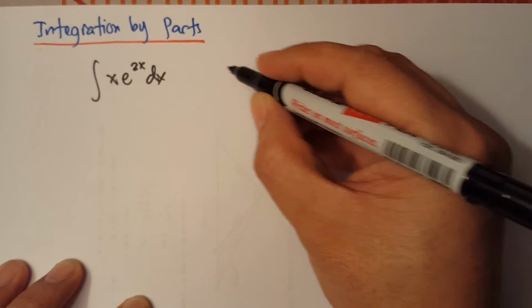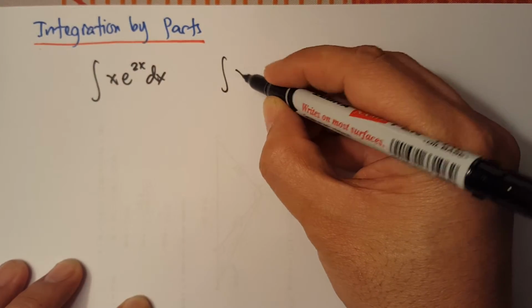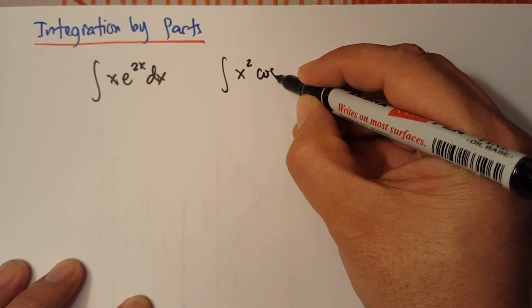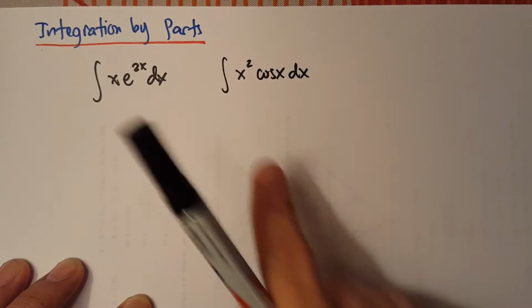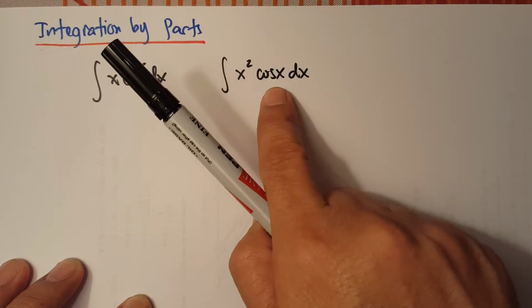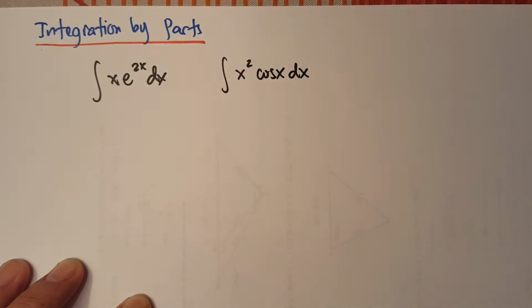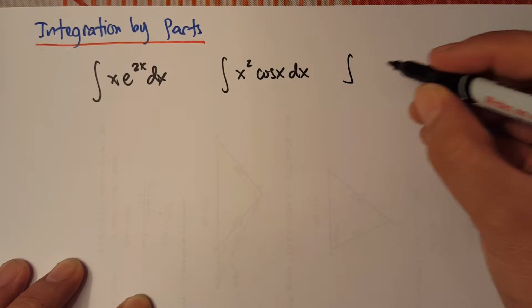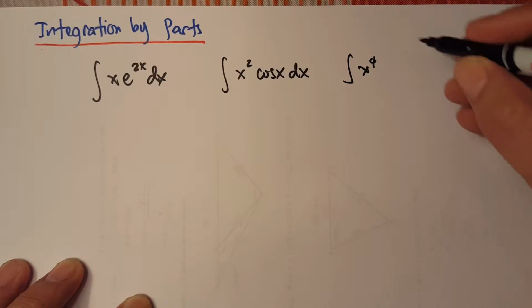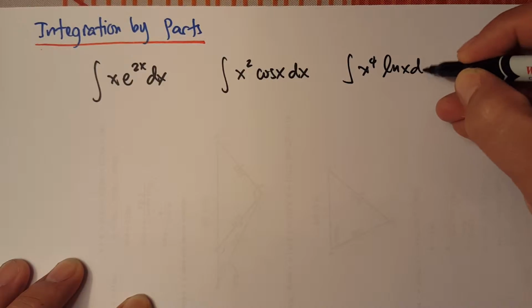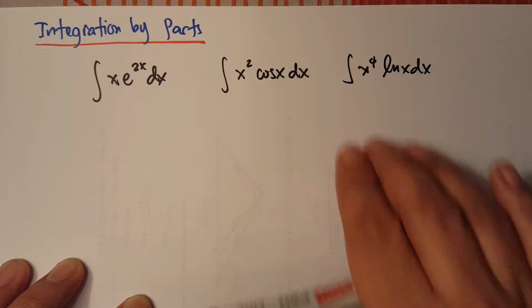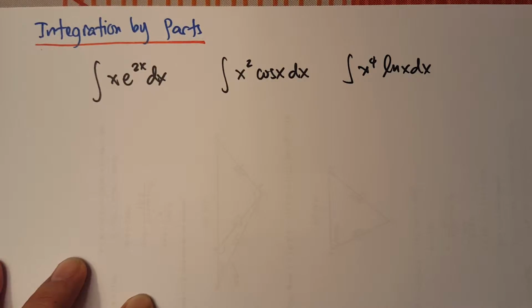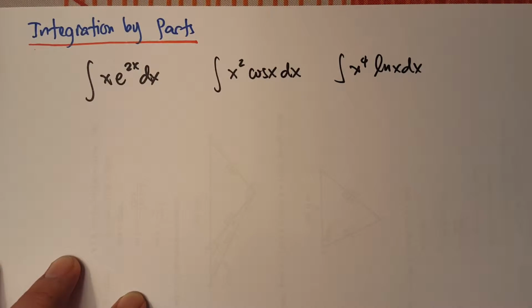Another possible example is when you have, let's say, x squared times cosine of x dx. So this is your algebraic function, and cosine x is your transcendental function. Another example is x to the fourth times ln x dx. Try to take the integral of that using the substitution method. Well, it will be very challenging, and you will not likely be successful.